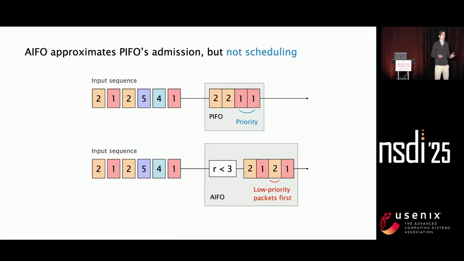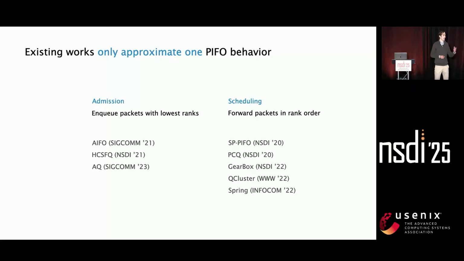The problem is that since IFO runs on top of a single FIFO queue, it does not have support for scheduling. We cannot prioritize those packets that are more important. And therefore, we can have non-important traffic being scheduled before important traffic. That same problem extends to all the works that have been proposed to date. So existing works only approximate one of the two key PIFO behaviors. They either approximate admission or they approximate scheduling.